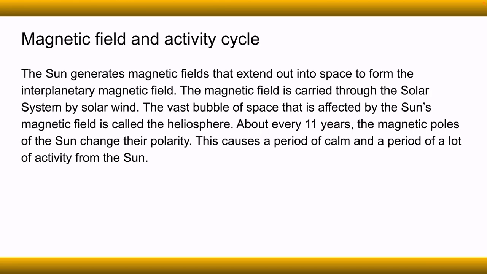About every 11 years, the magnetic poles of the sun change their polarity. This causes a period of calm and a period of a lot of activity for the sun. From the source I used, it was violent activity. There were huge amounts of activity during the high activity period of the sun, which means there are a lot of storms going on. In the calm period, there are low amounts of solar storms.